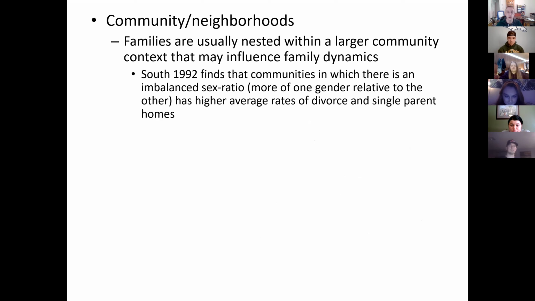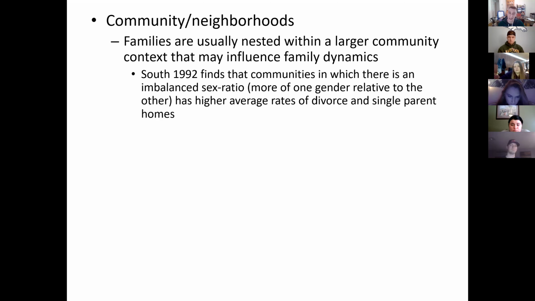So the families are usually nested within larger community contexts that may in turn influence the family dynamics. If you're living in a high crime rate area, your family dynamics may be very different as opposed to living in an area that has very low crime rates. And a researcher some time ago, South in '92, found that communities in which there is an imbalanced sex ratio, like a high proportion of women compared to the number of men, those census block groups specifically, have higher average rates of divorce and single parent homes.